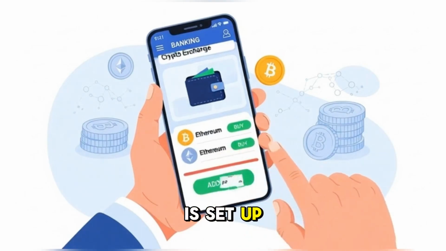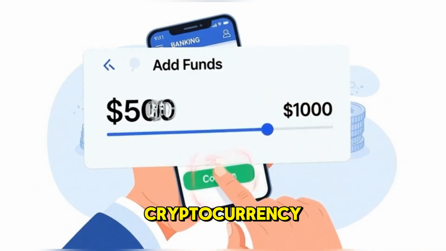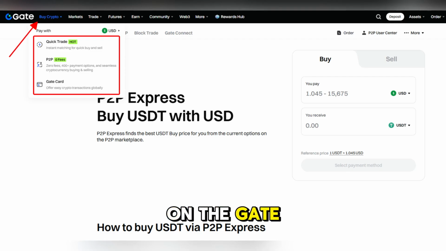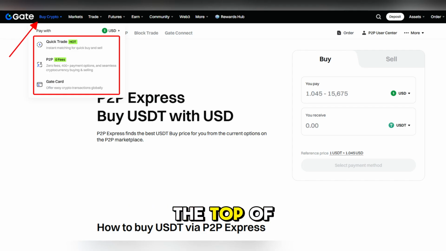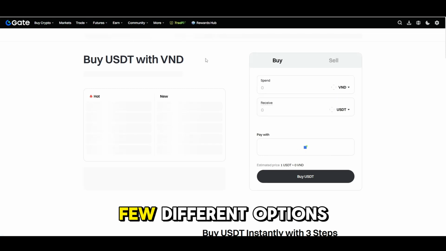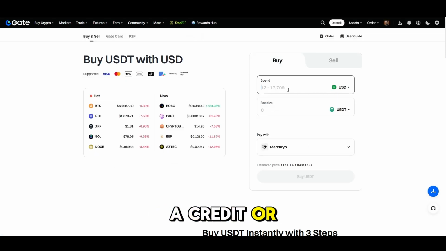Now that your account is set up and verified, it's time to add some funds. This is how you'll buy your first cryptocurrency. On the Gate homepage, look for the Buy Crypto button, usually located at the top of the page. You'll see a few different options. The easiest way for beginners is often using a credit or debit card.